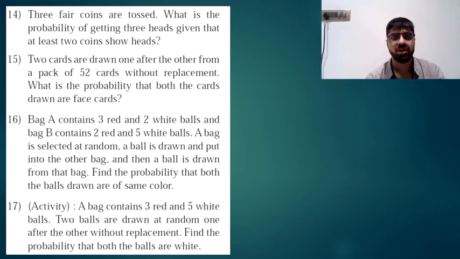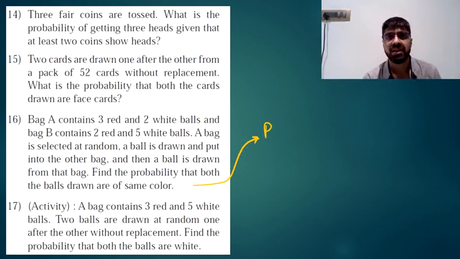Let's go ahead with question number 16. It says that bag A contains 3 red and 2 white balls, and bag B contains 2 red and 5 white balls. A bag is selected at random and a ball is drawn and put into the other bag. And then a ball is drawn from that bag. Find the probability that both the balls are of the same color. Okay, so understand that question properly. It's a very easy question. It says that you need both the balls to be of the same color.